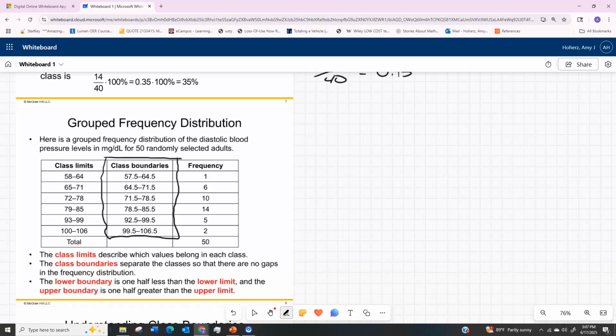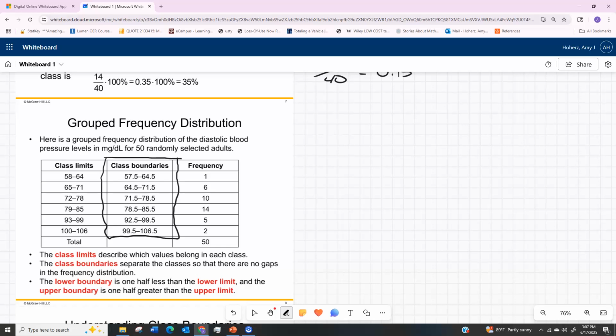So the class boundaries, remember from chapter 1, we learned how to do boundaries. Boundaries is just going a little bit below and a little bit above so that we don't have a gap in between our classes. So with the class limits, it jumps from 64 to 65. But with the class boundaries, you close that gap. So you go down a half and up a half. So the 58, instead of calling it 58, we call it 57.5 to 64.5. It really doesn't add anything to what would go into that class because we don't have any halves with our ages.